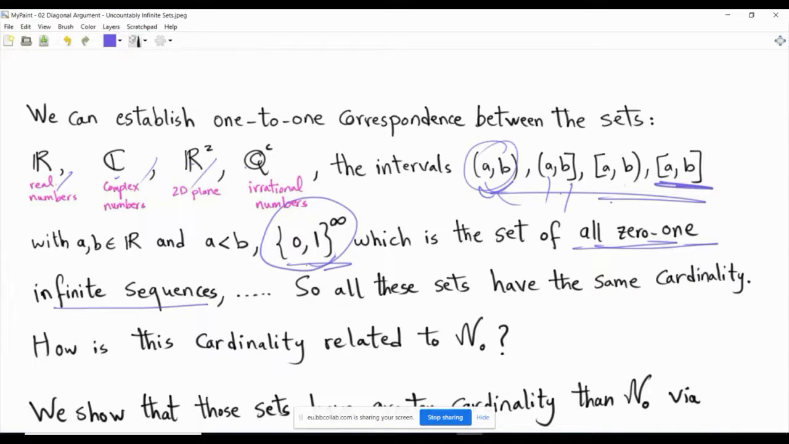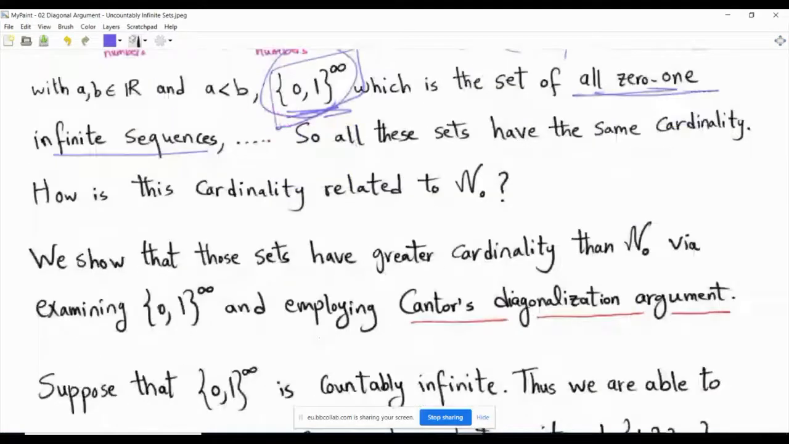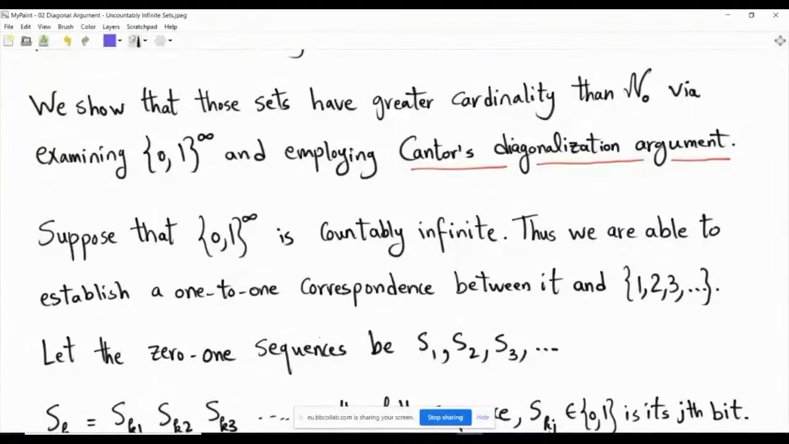What we will do is demonstrate that this set is strictly larger than the natural numbers. So it is an infinite set with a cardinality that is not Aleph naught. It is strictly greater than Aleph naught. Okay, so here is the proof.